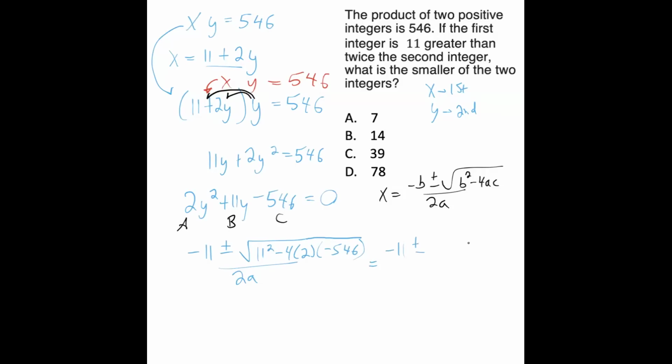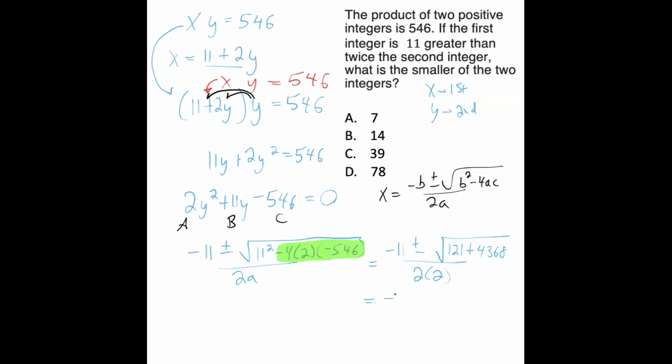Negative 11 plus or minus square root of. And now, when you're doing the quadratic formula, most of the mistakes will come from this little area here for most students. You want a single number there with a single sign. So 4 times 2 times 546 is 4,368. And it's all positive because there are two negative signs. So it'll be 11 squared, 121, plus 4,368 all over 2 times 2.